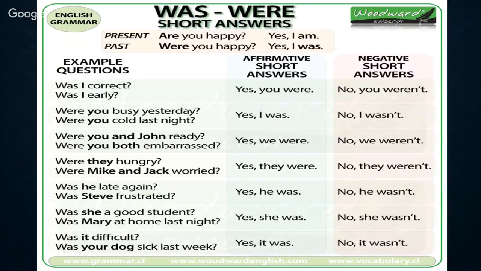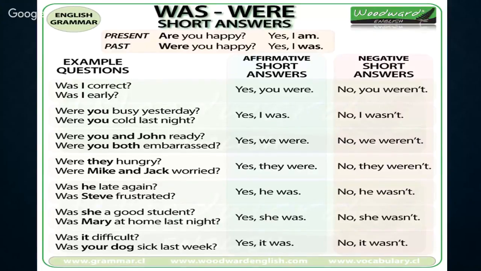Were they hungry? Yes, they were. No, they weren't. Was he late again? Yes, he was. No, he wasn't. Was she a good student? Yes, she was. No, she wasn't. You notice we have another sentence here with Mary as the subject. Was Mary at home last night? Yes, she was. No, she wasn't. That is, Mary is a noun, so we change it to the pronoun form she.